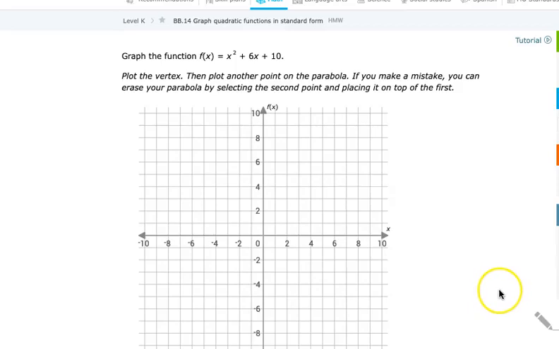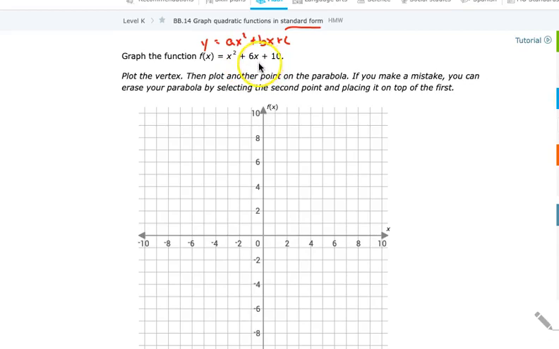Okay, in this video, we are going to talk about how we can graph a function that is given to us in standard form. If we're going to talk standard form, we need to think about what that means. Remember, standard form is y equals, or you could write f of x, but y equals ax squared plus bx plus c. This is exactly how this function has been given to me.